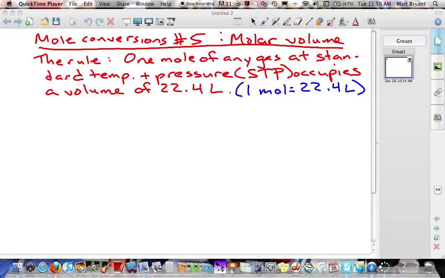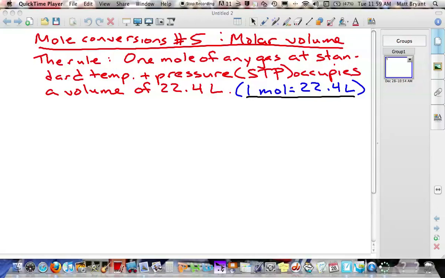Now, the rule for mole conversions is that 1 mole of any gas at standard temperature and pressure, or STP, occupies a volume of 22.4 liters. And so you see the conversion factor over here, that 1 mole is equal to 22.4 liters. Now, is it important that you know how to define STP? Not right now. You'll need to know it later, but I'll let you know when that's the case. For now, all you need to know is that at STP, and I will always tell you that it is at STP, 1 mole of any gas occupies a volume of 22.4 liters.